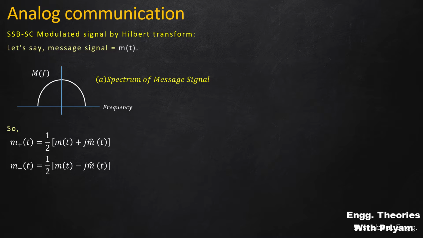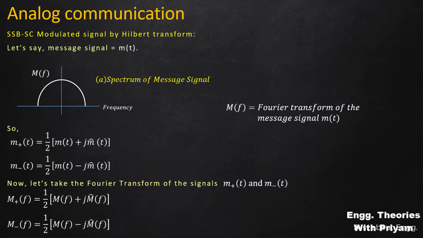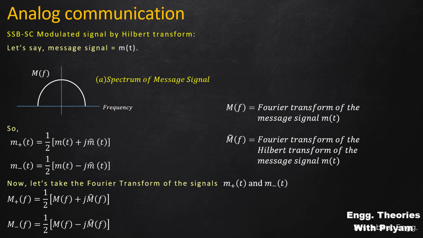Let's take the Fourier transform of the signals m+(t) and m-(t). After taking the Fourier transform, the positive spectrum of the message signal m(t), or capital M+(f), is equal to half into capital M(f) plus j into capital M cap(f), and the negative spectrum of the message signal m(t), or capital M-(f), is equal to half into capital M(f) minus j into capital M cap(f). Here, capital M(f) is the Fourier transform of the message signal m(t) in the frequency domain, and capital M cap(f) is the Fourier transform of the Hilbert transform of the message signal m(t) in the frequency domain.